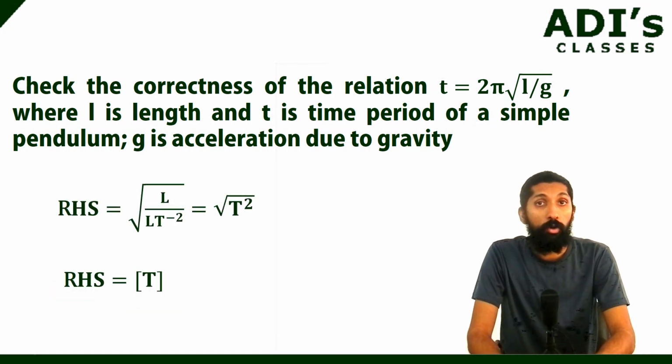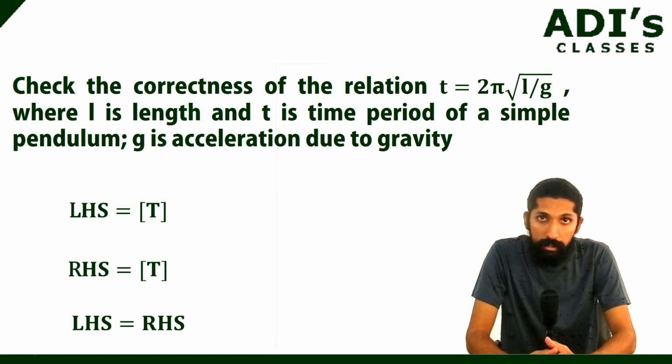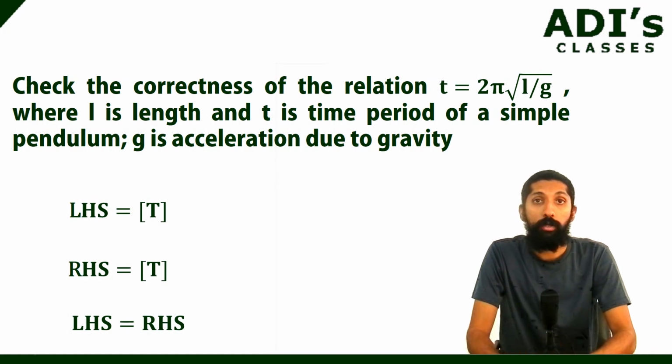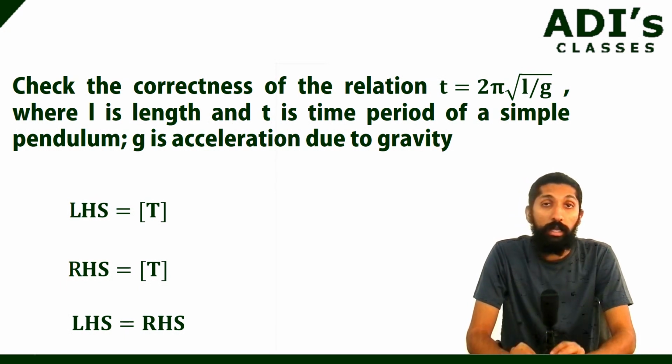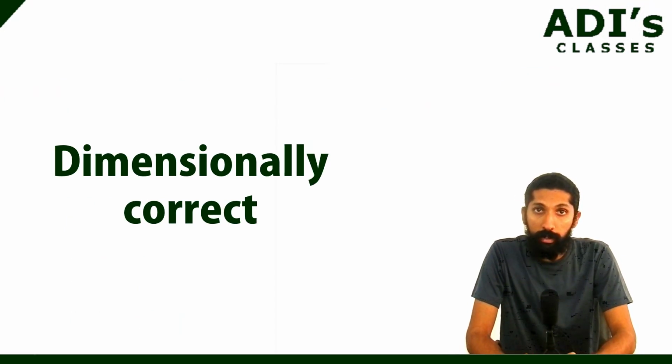Now, what do you have? Root of L by g. Now, root of L by g becomes what? Just T, correct? So, LHS is T, RHS is also equal to T. Now, what do you have? LHS is equal to RHS. So, this formula is dimensionally correct. Okay, let me be very specific: it is dimensionally correct.